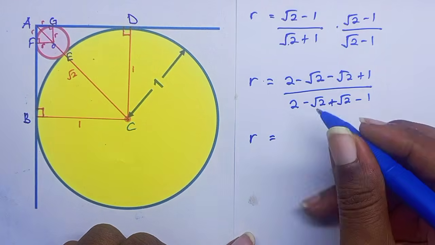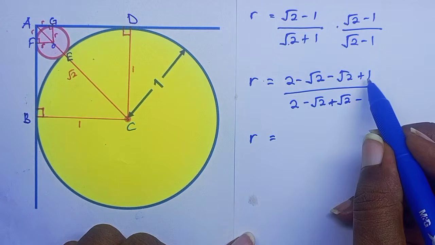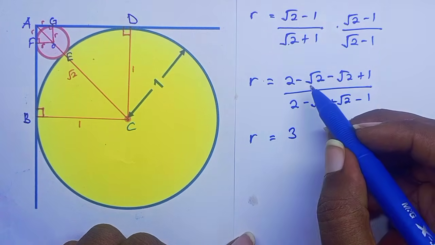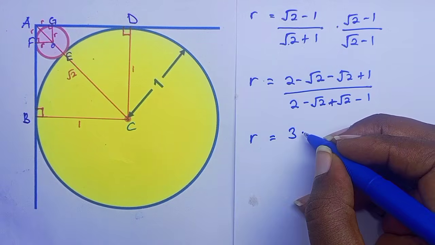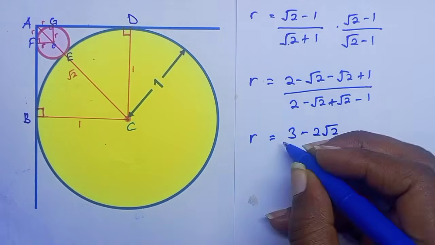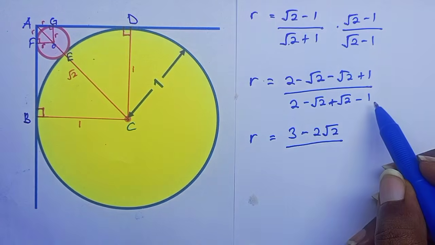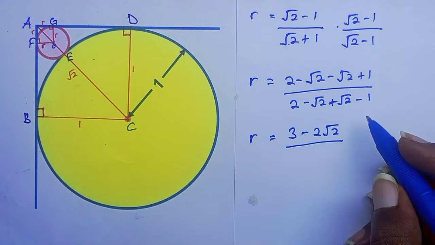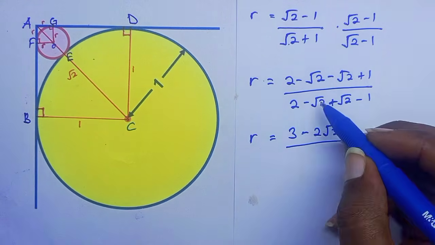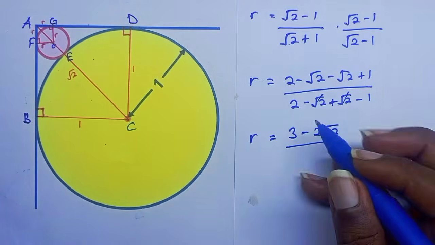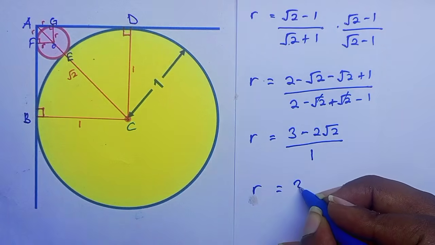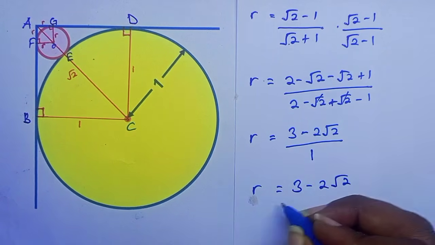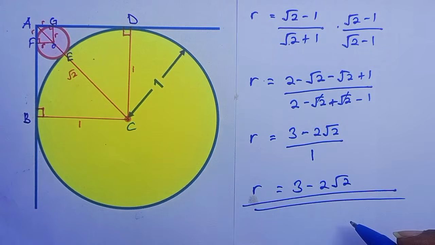And therefore r is equal to 2 plus 1, which is 3, minus 2 root 2, over 2 minus 1, which is 1. Then the root 2 terms in the denominator cancel, so 2 minus 1, we are left with just 1. Therefore, the radius is 3 minus 2 root 2. And that's our answer for the radius of the small circle.